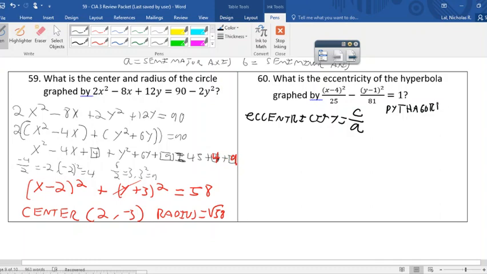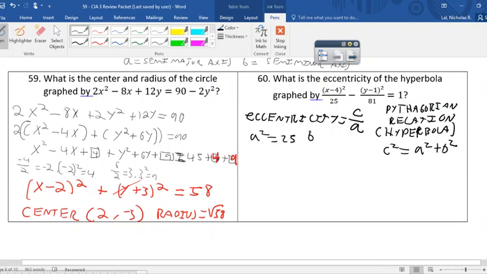So the Pythagorean relation for a hyperbola is going to be c squared is equal to a squared plus b squared. And a squared is equal to 25, right? B squared equals 81. This is coming from our hyperbola equation. That's a squared, 25, and 81 is b squared.